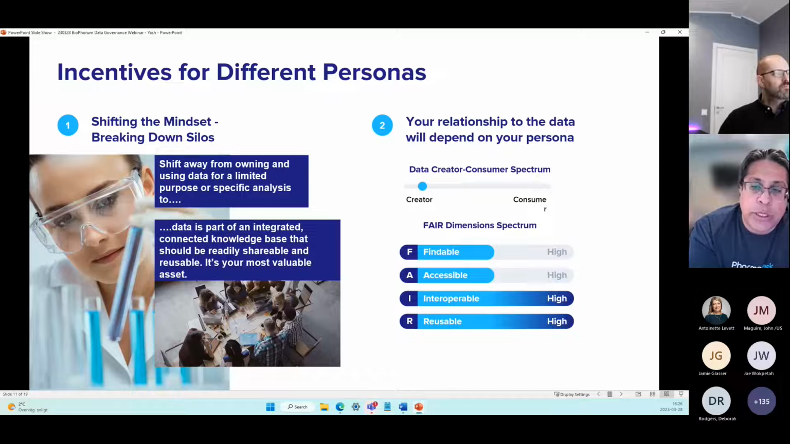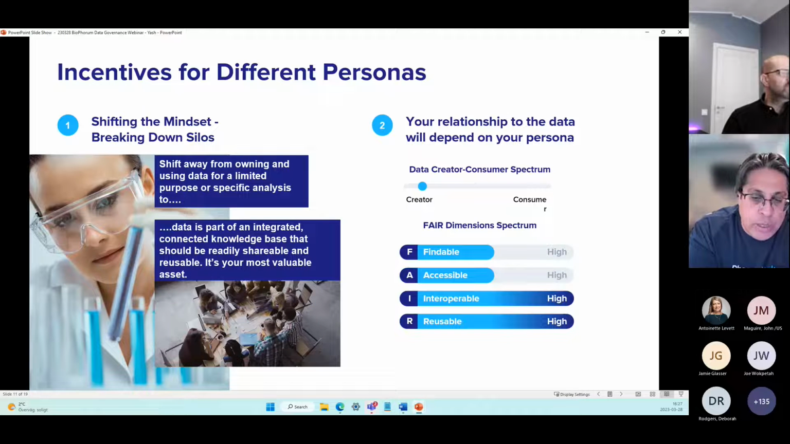And of course, people's relationship to their data will depend on their persona, right? So we've broken it out into the concept that there's a spectrum between data creation and data consumption. Recognizing your role in an organization and where you fit on this spectrum is really important, because that will dictate how you interact with the data sets and the structure that's being defined. And if we think about the FAIR spectrum, for each of the dimensions of FAIR, your role may be at different locations on that spectrum.